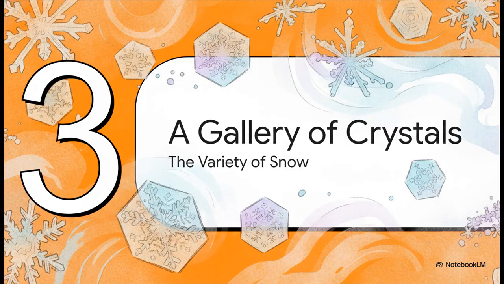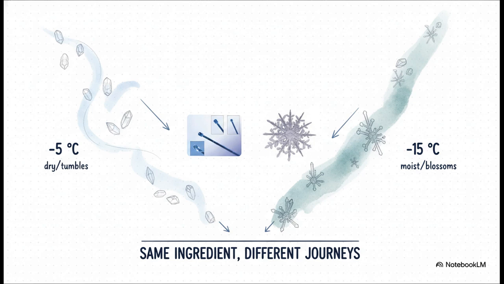So when you start combining all these shifting temperatures and changing humidities, you get an absolutely stunning, almost endless variety of crystal shapes. Let's check out a few. This slide just shows it perfectly. On the left, you've got a crystal that maybe tumbled through a dry zone at around -5 degrees. It becomes a simple, sharp needle. But on the right, a crystal that fell through a moist cloud layer at -15 degrees just blossoms into this gorgeous, complex dendrite. Same building blocks, totally different journeys.